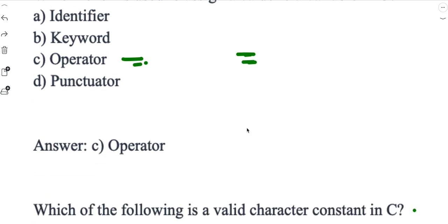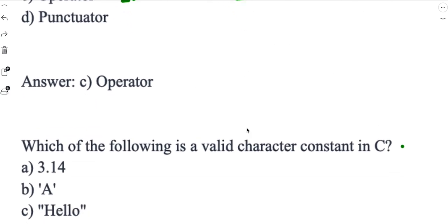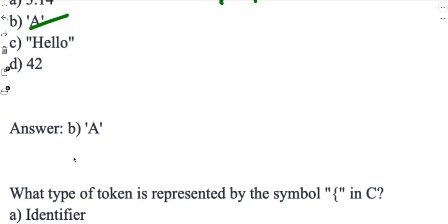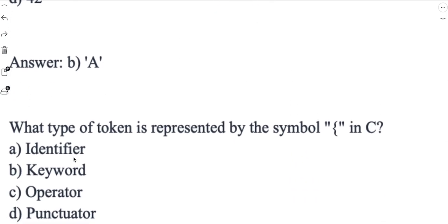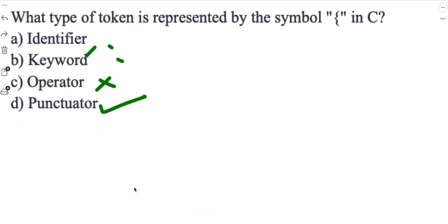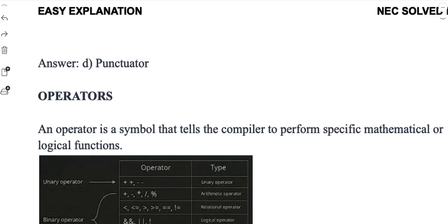Okay, the next question is, which of the following is a valid character constant? As I told you, a character constant always comes in a single quote. So A is the correct answer. What type of token is represented by the symbol curly braces in C? Identifier is not the correct answer, keyword is not correct, operator not correct, punctuator is the correct answer for this. Let's go to the next question.